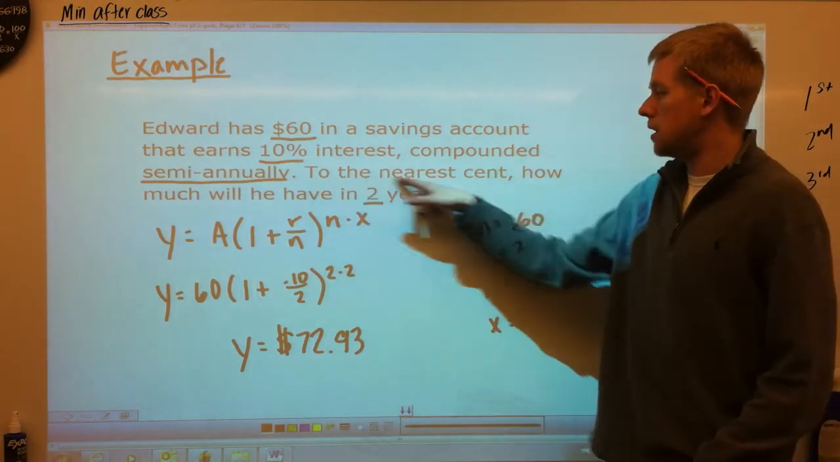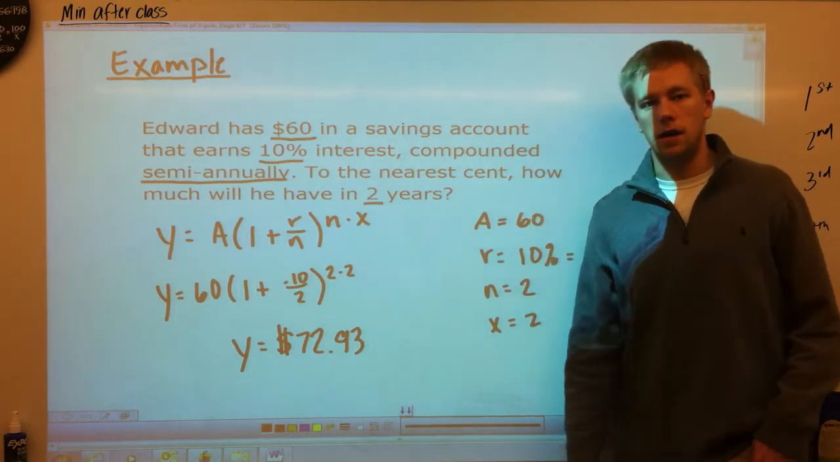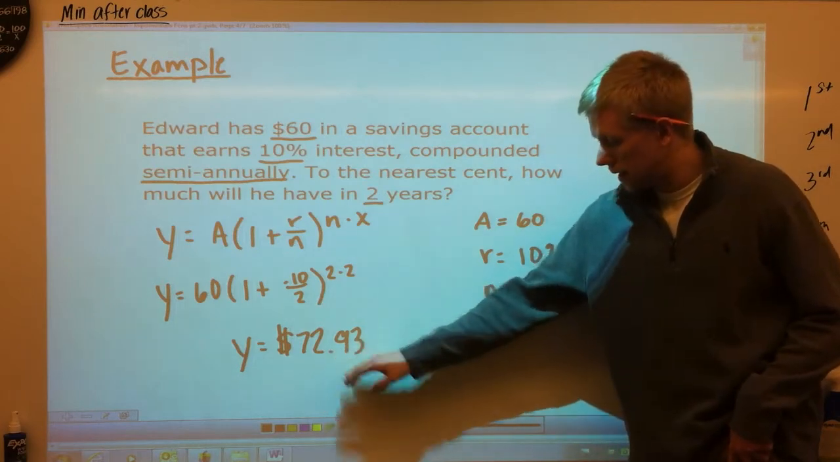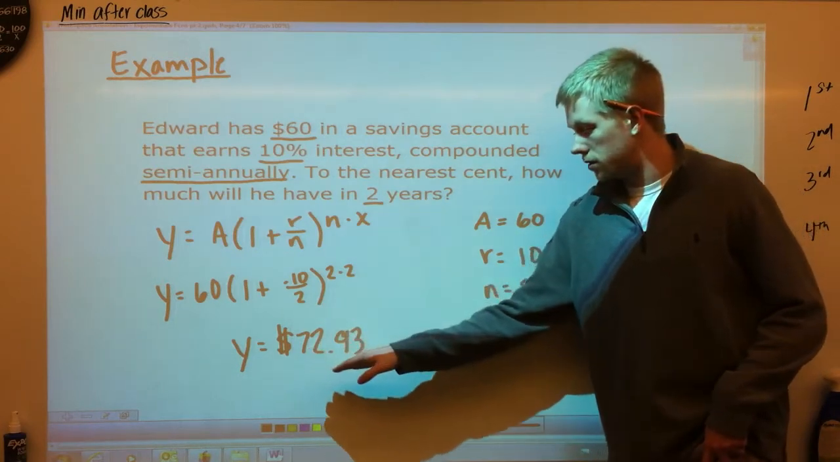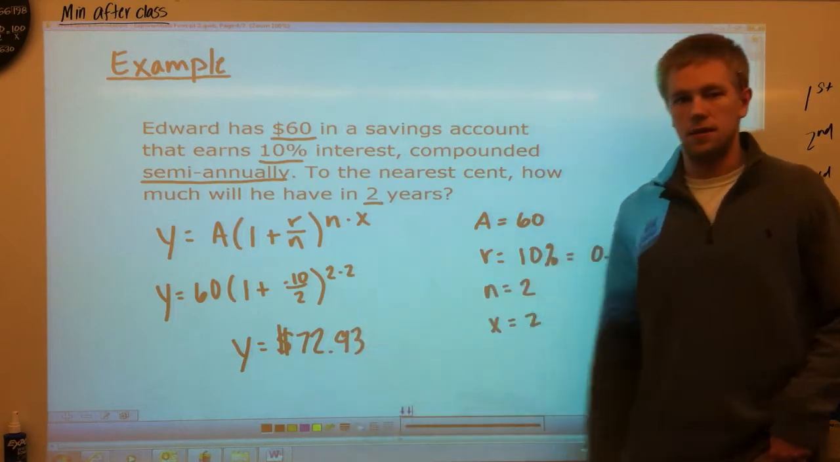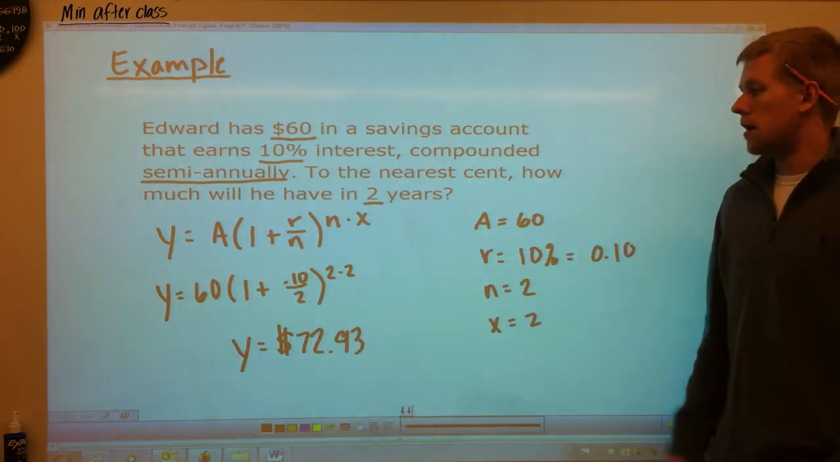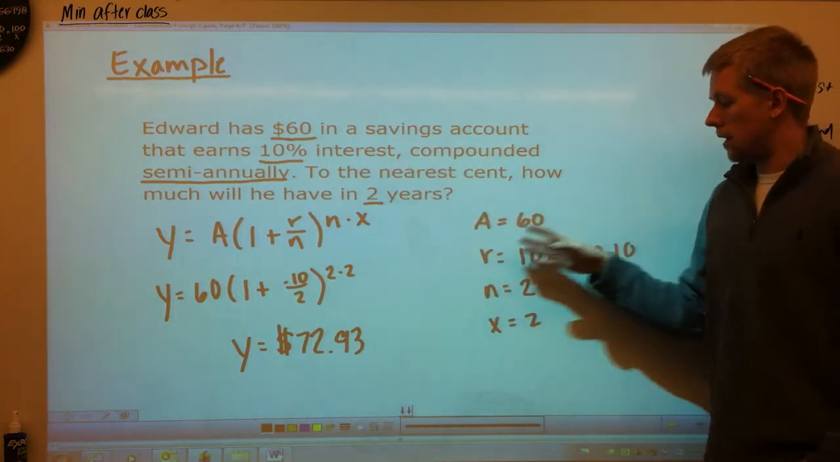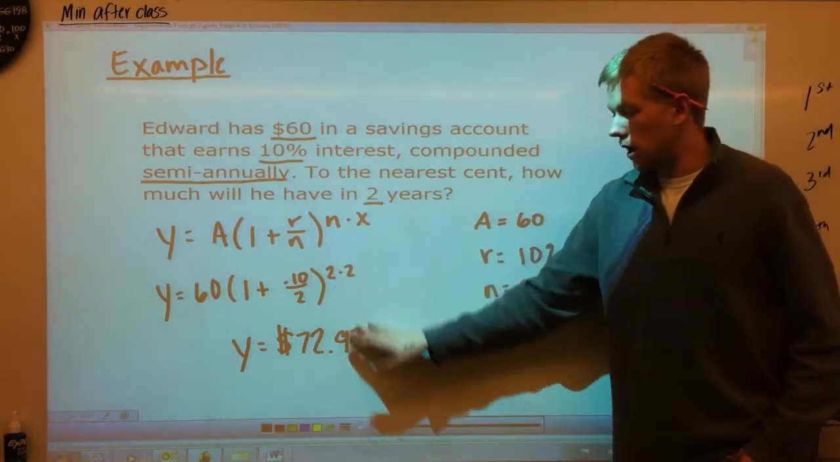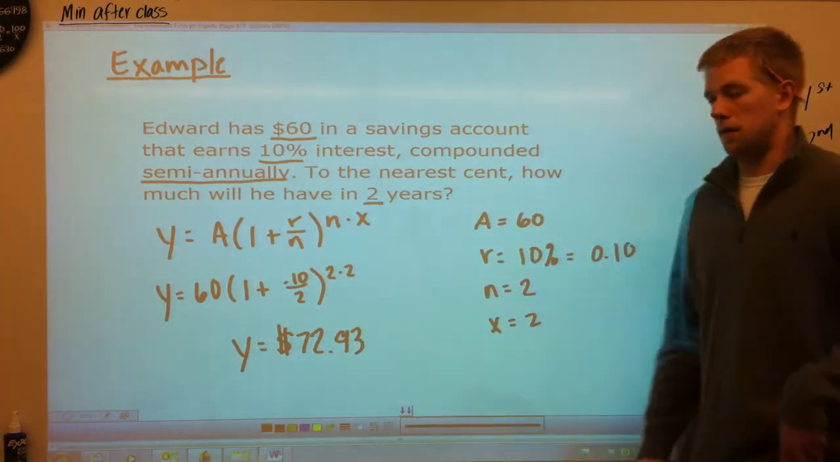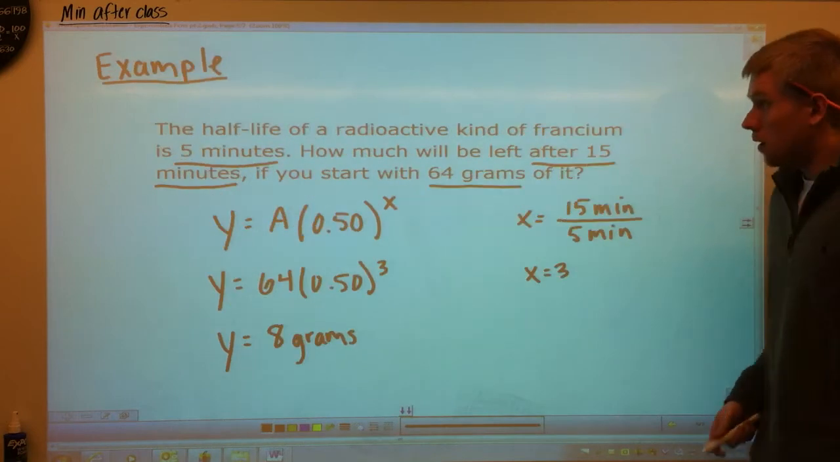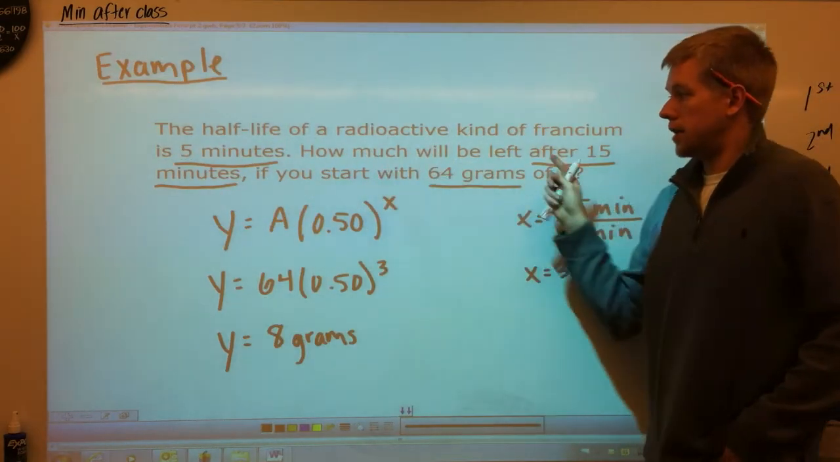And when I plug this in my calculator, I get $72.93 because it said to the nearest cent. That's the nearest penny. So I don't just have 72.9. I need to have $72.93. That is to the nearest penny. That's how you do it. You annotate, write down what you know, plug in what you know, and type it in your calculator. It's very easy. Half-life, here's your example for half-life.